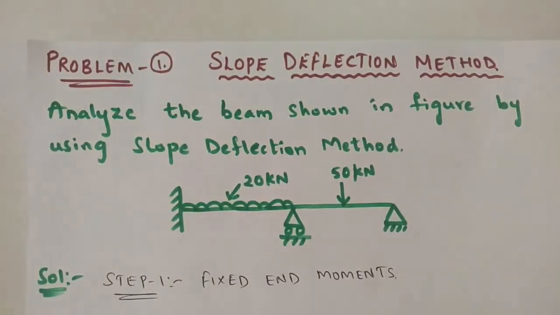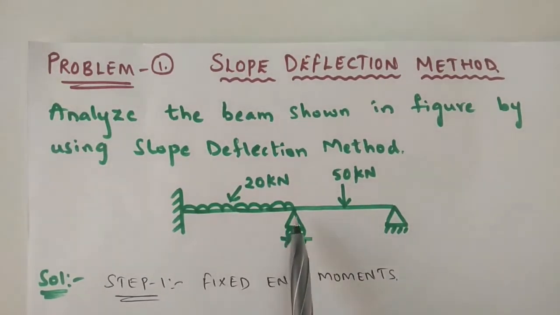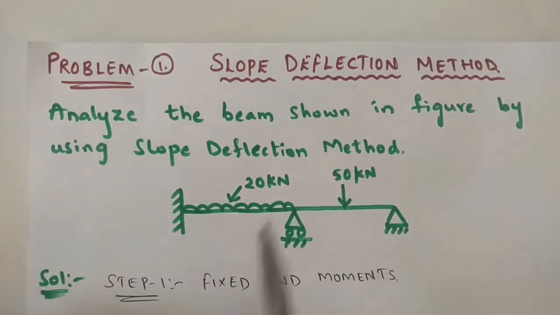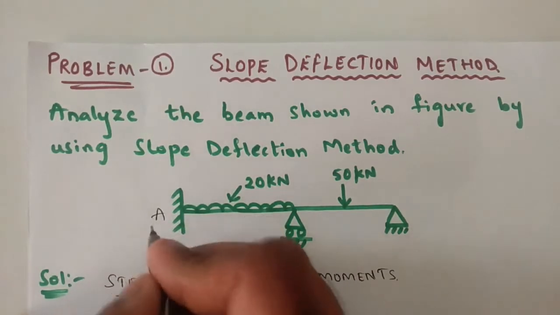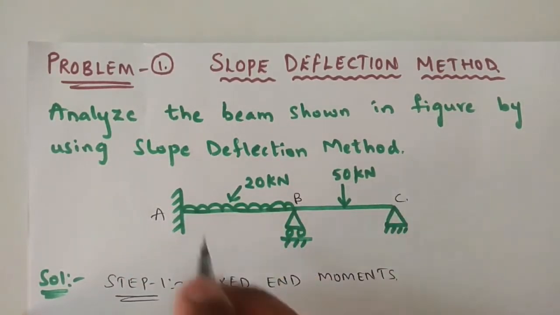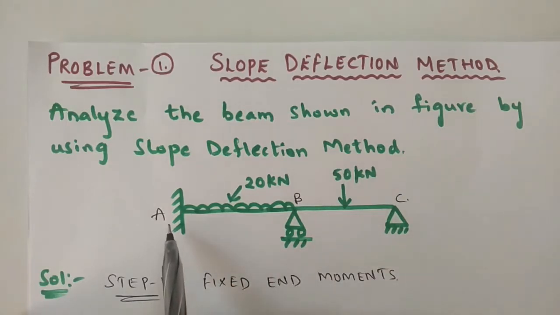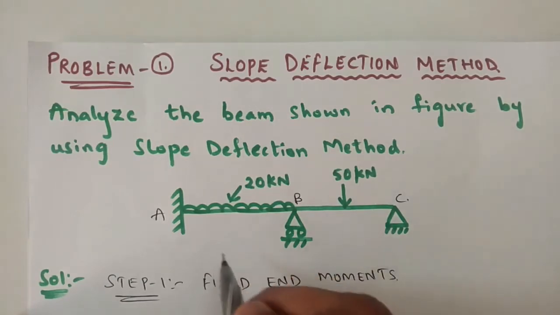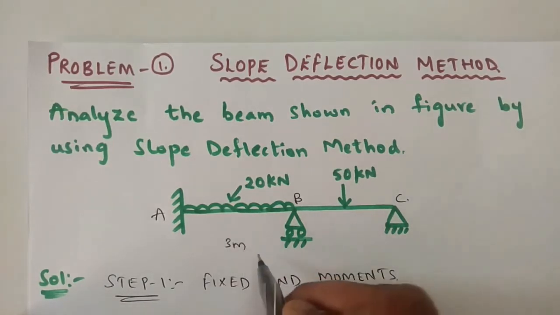In this video lecture, we will solve a problem of indeterminate beams by using the slope deflection method. In this problem, one fixed support is given. Let us say support A, support B, support C. Support A is a fixed support, at support B there is a roller support, and at support C there is a hinge support.